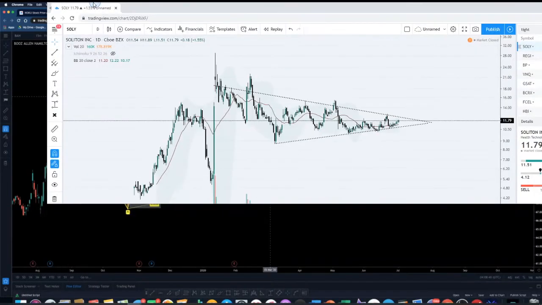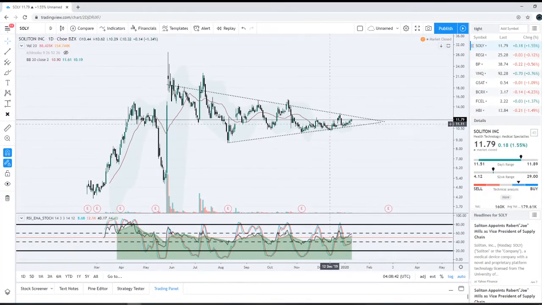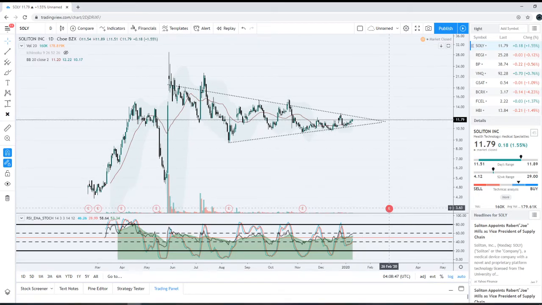The other one I'm waiting for that's getting ready to break out is Solly. Solly's at the very, very end. This should finally do it before earnings and get a pop. So, what do you think of this one? Solly, SOLY.